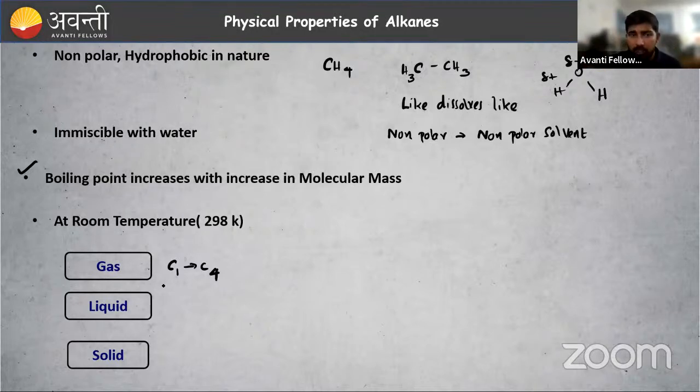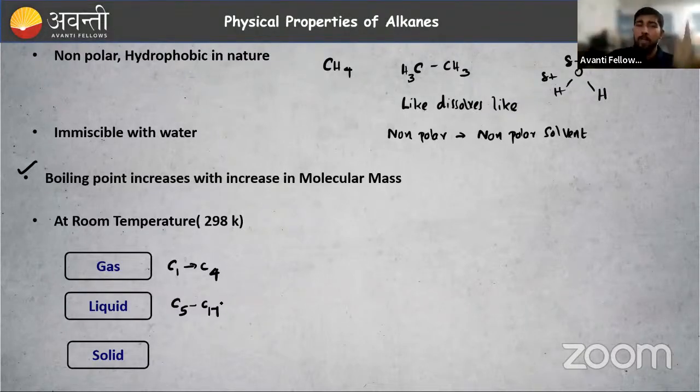Then the higher members, I can say C5 to C17, are somewhat closer. Why? The Van der Waals force of attraction is somewhat stronger, so they are coming close. So they exist in the liquid state.